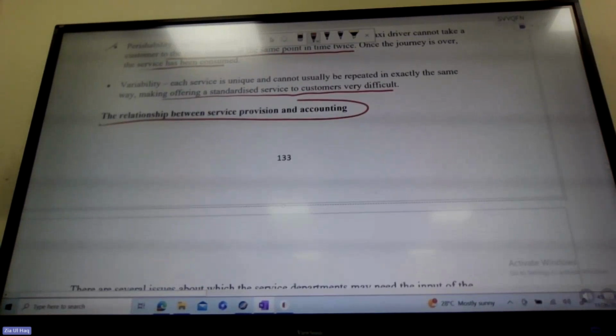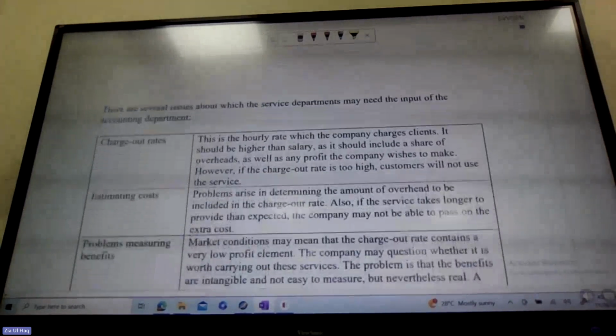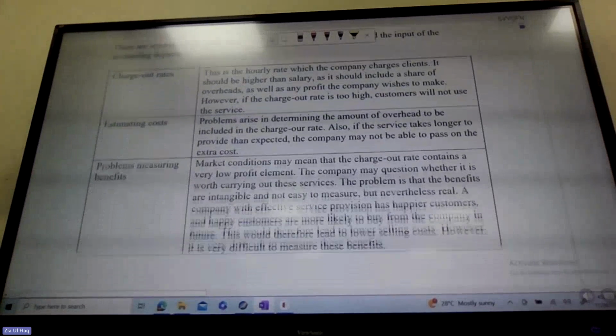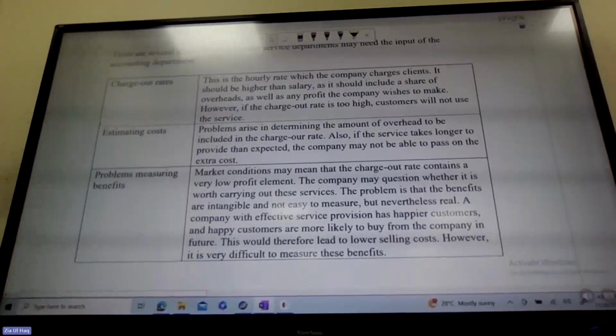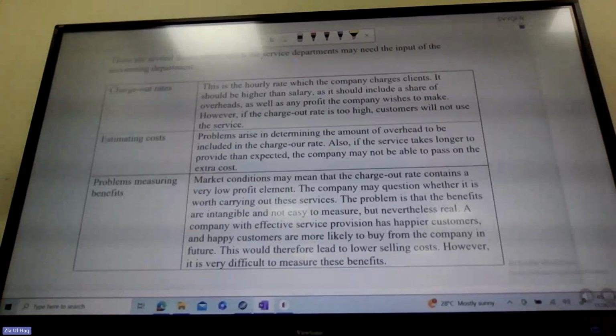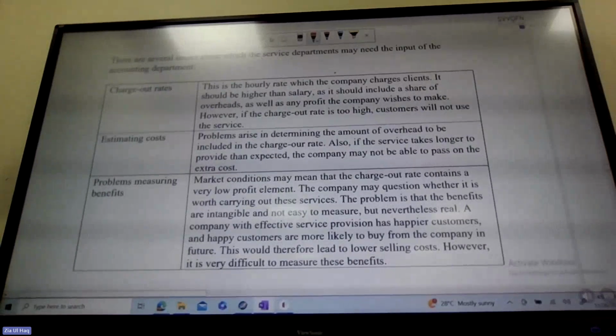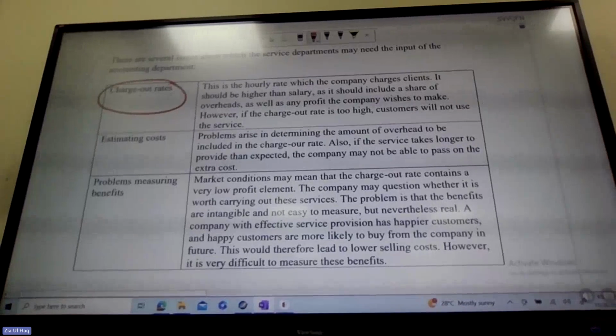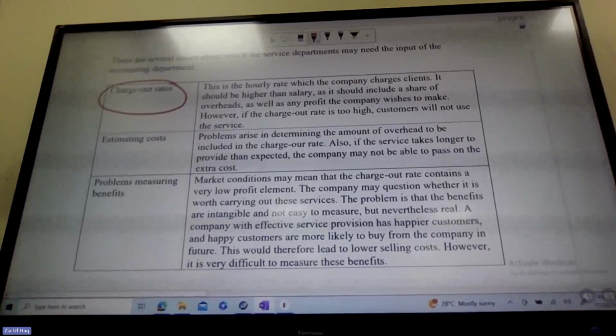What is the relationship between the department providing services and the accounting department? How do they communicate with each other when they need to share information? There are several issues about which the service department may need the input of the accounting department. First, charge out rates, meaning what rate the service provider should charge to the customer.